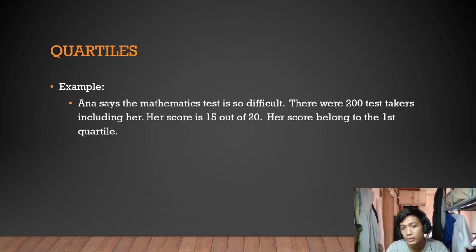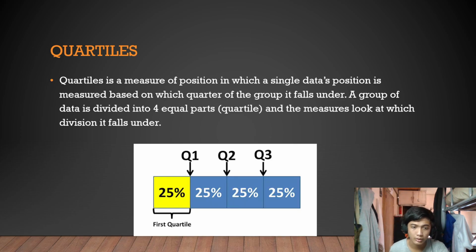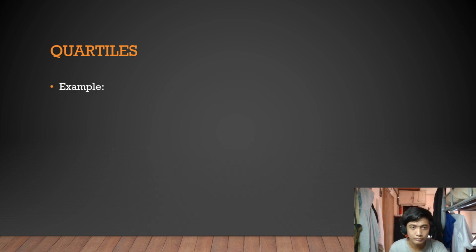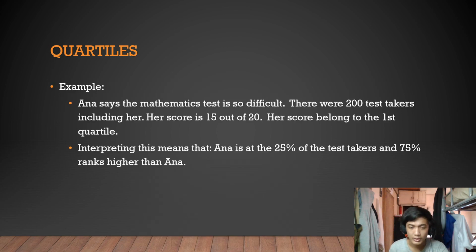Now, her score belonging to the first quartile means she is under the first 25%. That would mean that 75% scored higher than her, and the remaining 25% scored lower than her. Because Anna is at the 25% of the test takers and she is at the first quartile, 75% of the people rank higher than her.